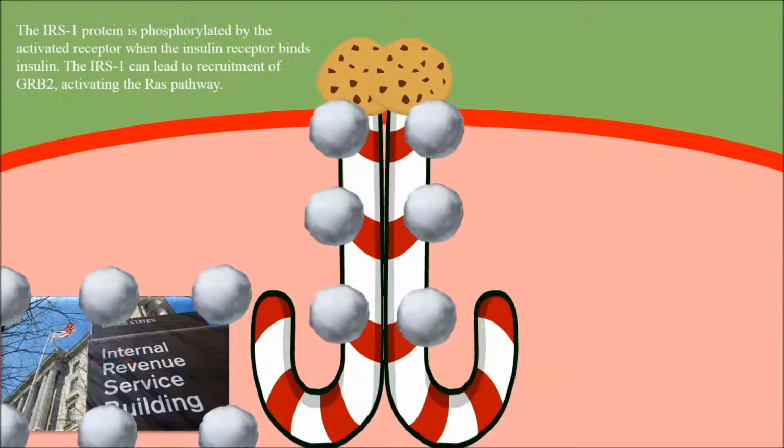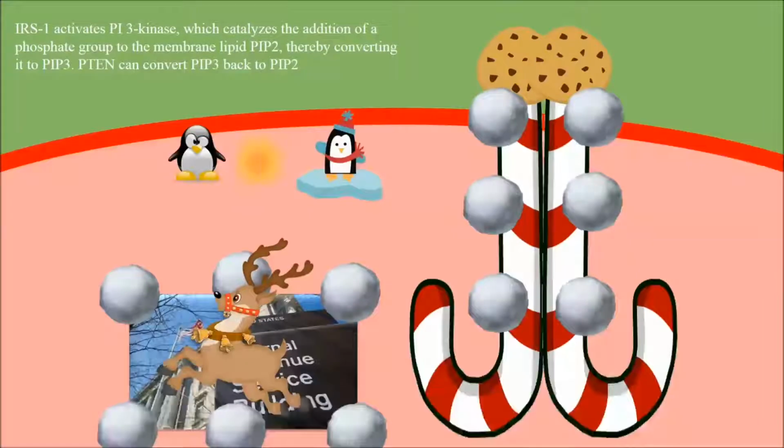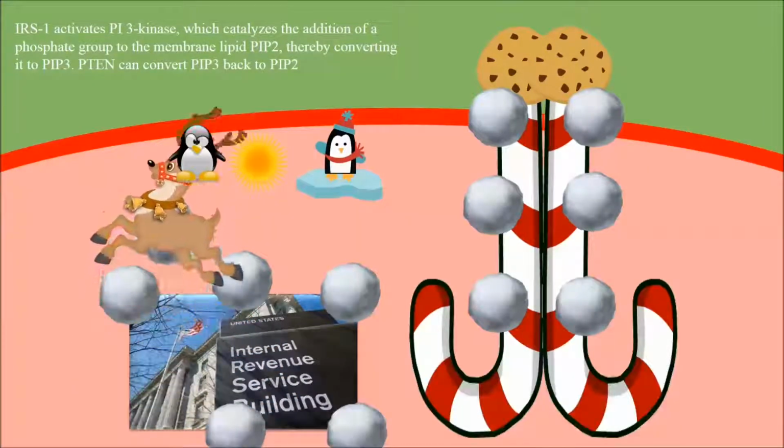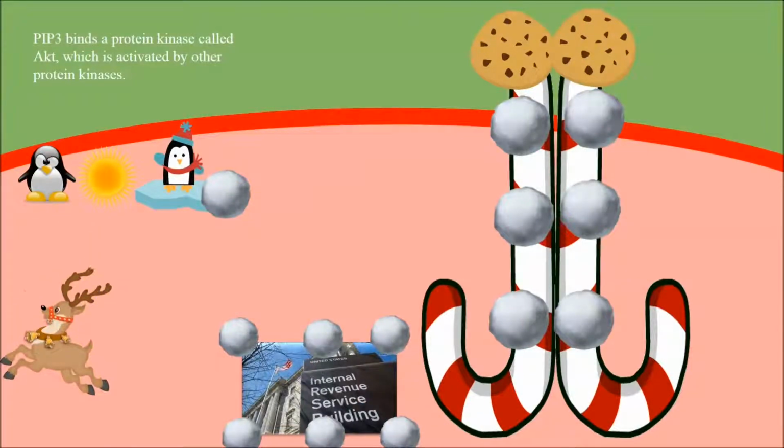And once that happens, we have the PI3 kinase, which catalyzes the addition of a phosphate group to the membrane lipid PIP2. And PIP2 is symbolized by the warm penguin, and it converts it to PIP3, symbolized by the cold penguin. But we have PTEN, which is a protein that can convert PIP3 back to PIP2. So, that's symbolized by the sun.